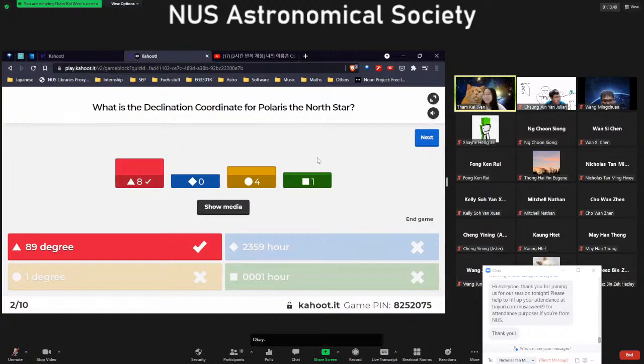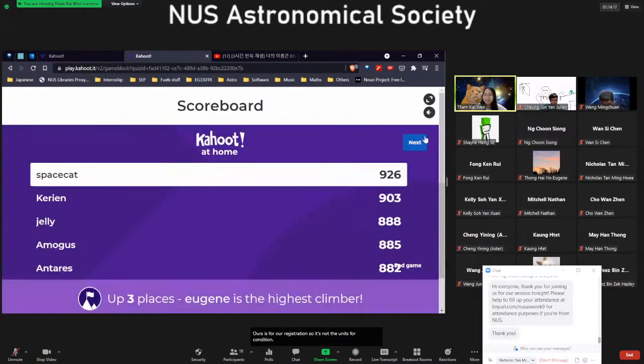Okay, nice. I thought people would fall for this, but apparently not. The reason why it's 89 degrees is because Polaris is near the North Star, so you can just assume it to be at your North Celestial Pole. And if you remember, at the North Celestial Pole, our declination coordinate will slowly increase to positive 90, so it should be somewhere near 90. The other option is for our right ascension, so it's not the units for declination. Not bad.